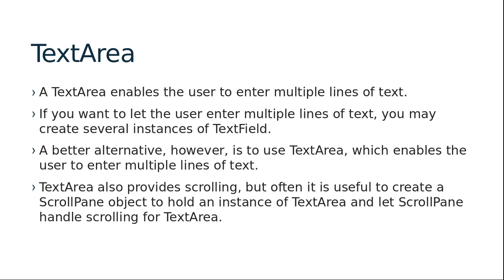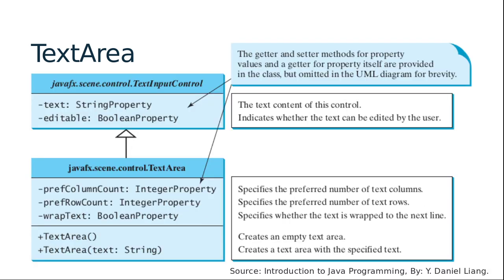Now, text area also provides scrolling, but often it is better to use a scroll pane instead of going through that default scrolling. So we will create a scroll pane, and within that scroll pane we will be adding one text area. Now this is the hierarchical structure for the text area class. The text area class extends the text input control class, which has a few common properties like text and whether it is editable or not.